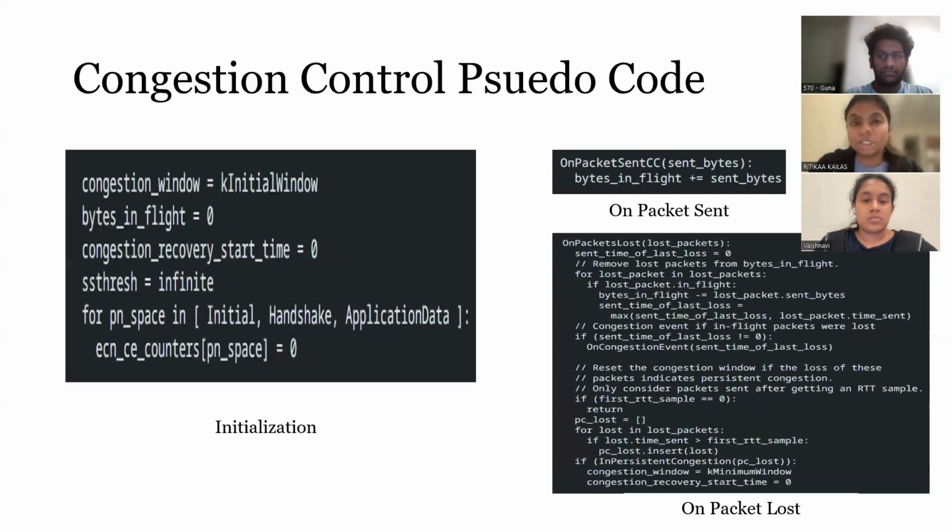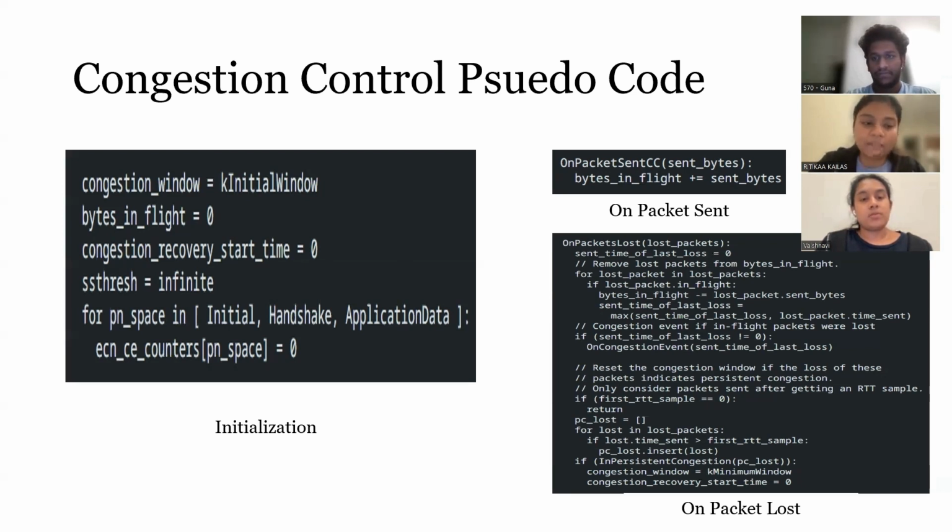Now let's look at the congestion control pseudocode. Similarly, we just have the initialization phase. Here, the initialization variables related to congestion control are the congestion window, which is basically how many bytes the network can hold, the bytes in flight, the congestion recovery start time, and so on. Then we have counters initialized for different packet number spaces. Here that is the ECT and CE counters, where the PN space is initialized to 0.